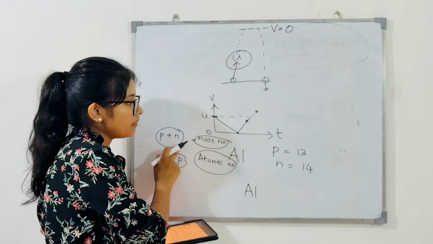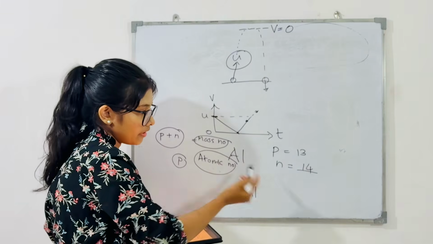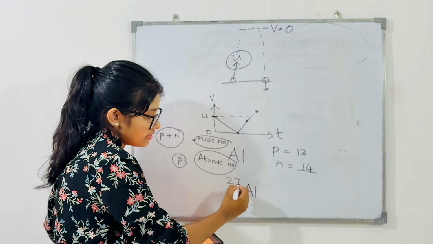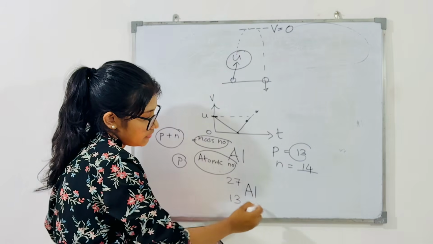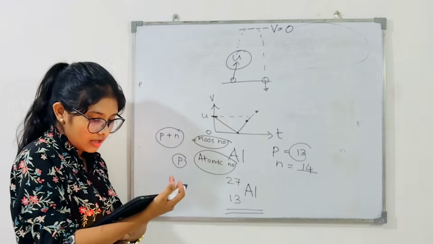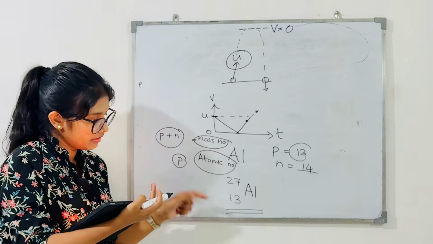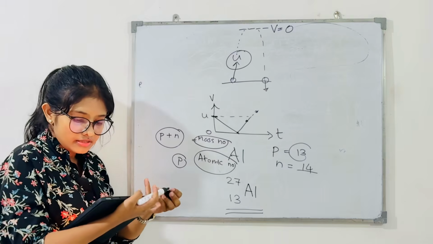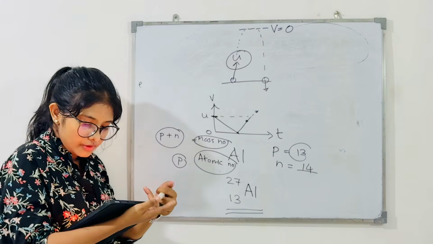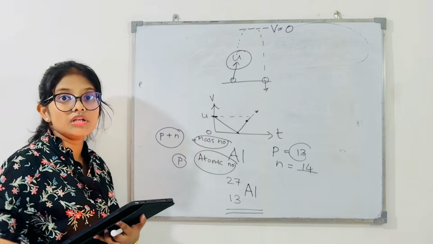Aluminium, the mass number equals 13 plus 14, it means 27, and the number of protons is 13. So this is the answer. The answer is the third one for the 19th question. Okay, then let's move to the 20th question. It's all about the moment.